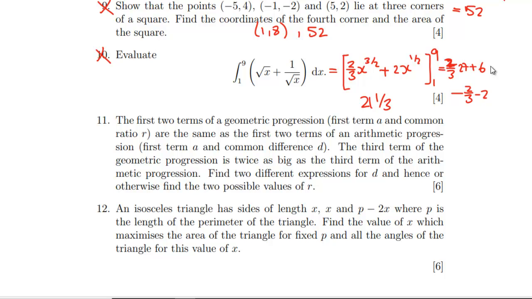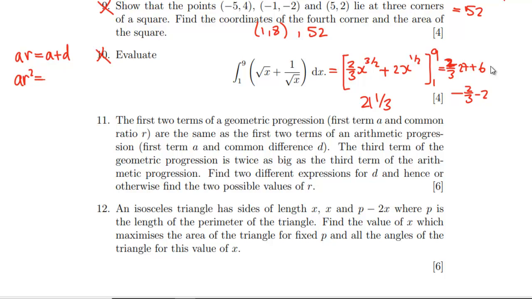Question 11. The first two terms of a geometric progression, first term A, common ratio R, are the same as the first two terms of an arithmetic progression. Okay, so they're telling us that we've got A, AR is A plus D. So that's the first term of each one. In the geometric, we've multiplied by R. In the arithmetic, we've added D.